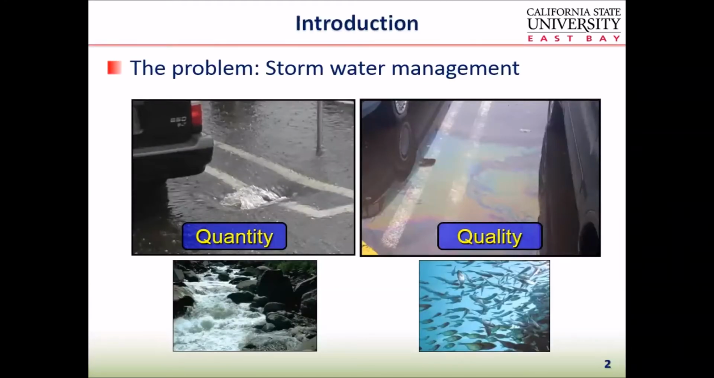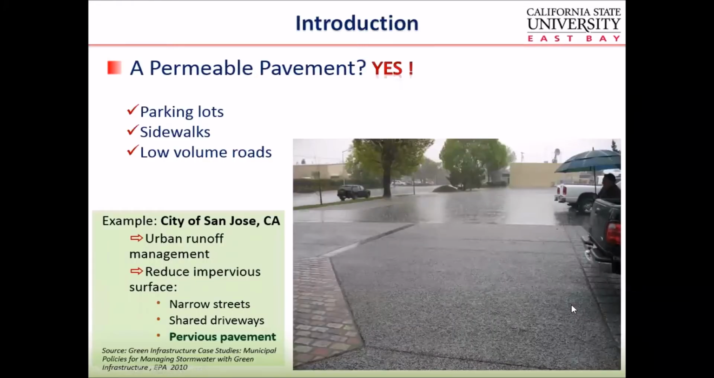Why are we interested in pervious concrete? The answer is stormwater management. In conventional systems, rainwater accumulates on the surface, and also contaminated rainwater ends up in rivers, lakes, and so on. This is why many cities are promoting the use of permeable pavements. And the answer can be seen here in the picture on the right.